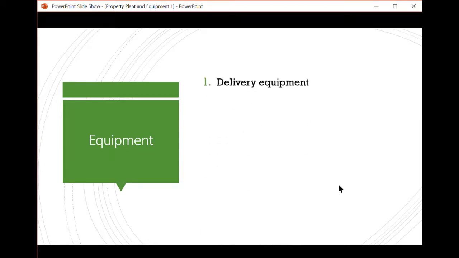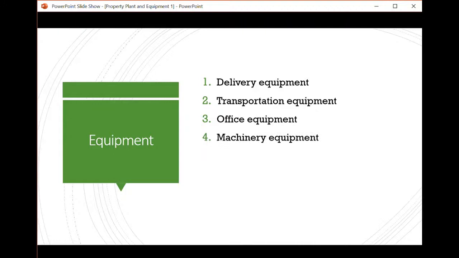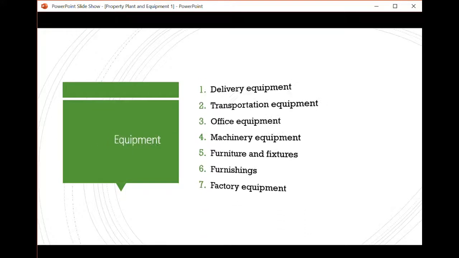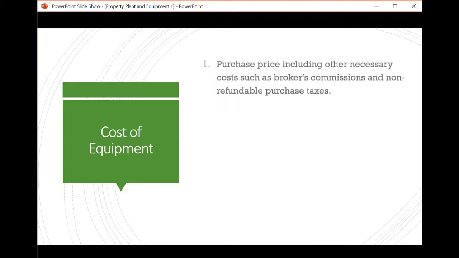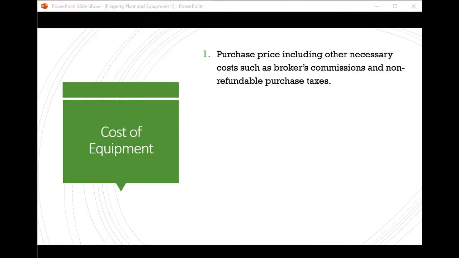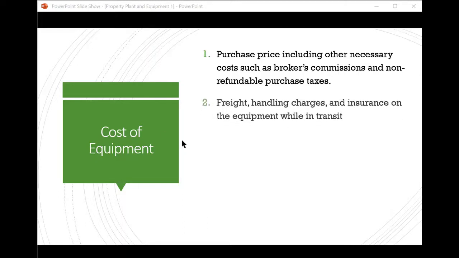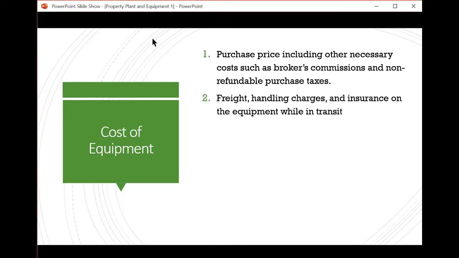Then we have for equipment. So we have several types of equipment. Basta naa ang word nga equipment, so these are under the equipment. Okay. Then we have the cost. So purchase price, including other necessary costs such as broker's commissions, non-refundable purchase taxes. You have freight, handling charges.